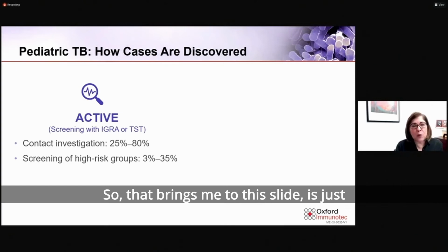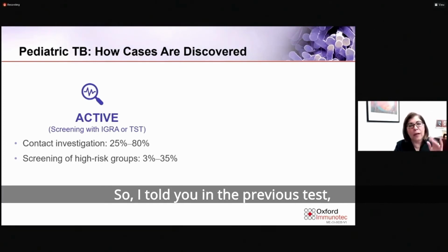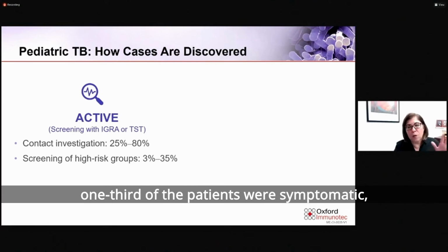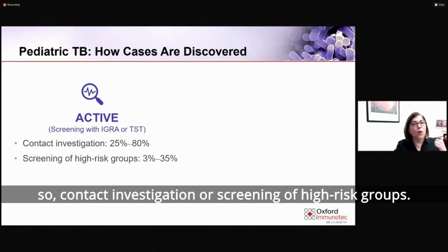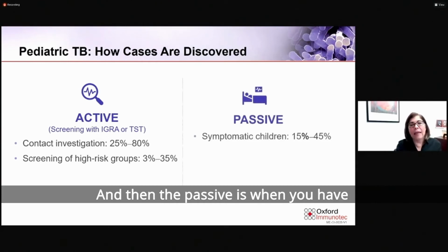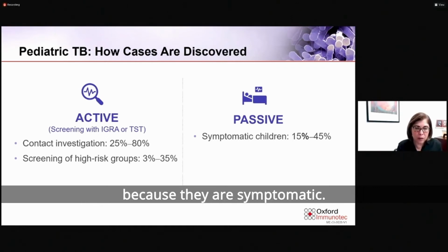So that brings me to this slide, just to highlight the importance of doing an appropriate screening test. So as I told you in the previous slide, 1/3 of the patients were symptomatic. So that means the other 2/3 were caught because of active investigation, so contact investigation or screening of high risk groups. And then the passive is when you have symptomatic children and they're diagnosed because they are symptomatic.